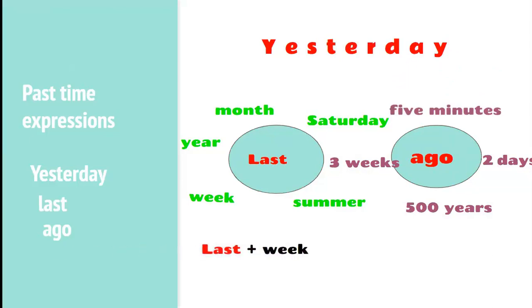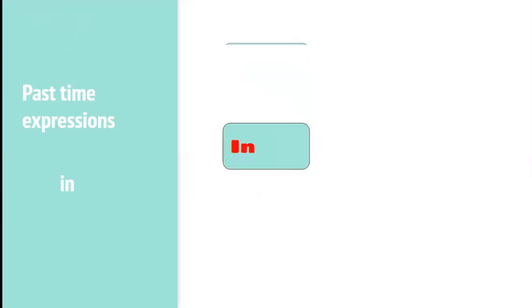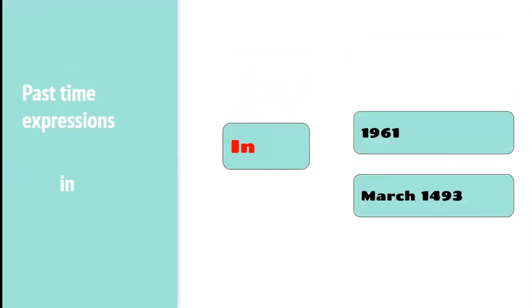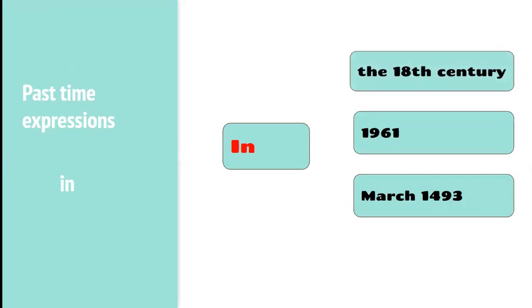But let's be careful about the position of last. So we say last week. But with ago, it's a bit different. So we'll first say 2 days and then ago. 2 days ago. One more time reference, in. So we say in March 1493 or in 1961 or in the 18th century.